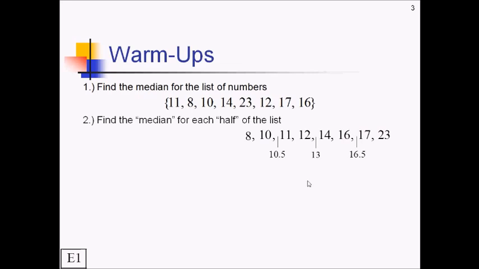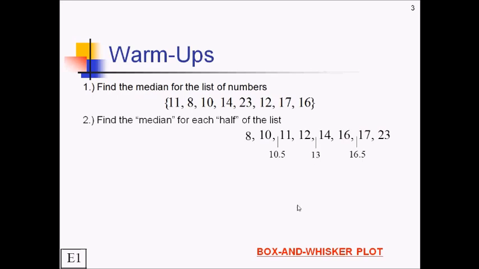So what we've done here is we've separated the data into 4 quarters. Each of these has exactly the same number of terms in it. And we can take all this information and put it on something called a box and whisker plot. So to draw one of these, first off, I need a number line.